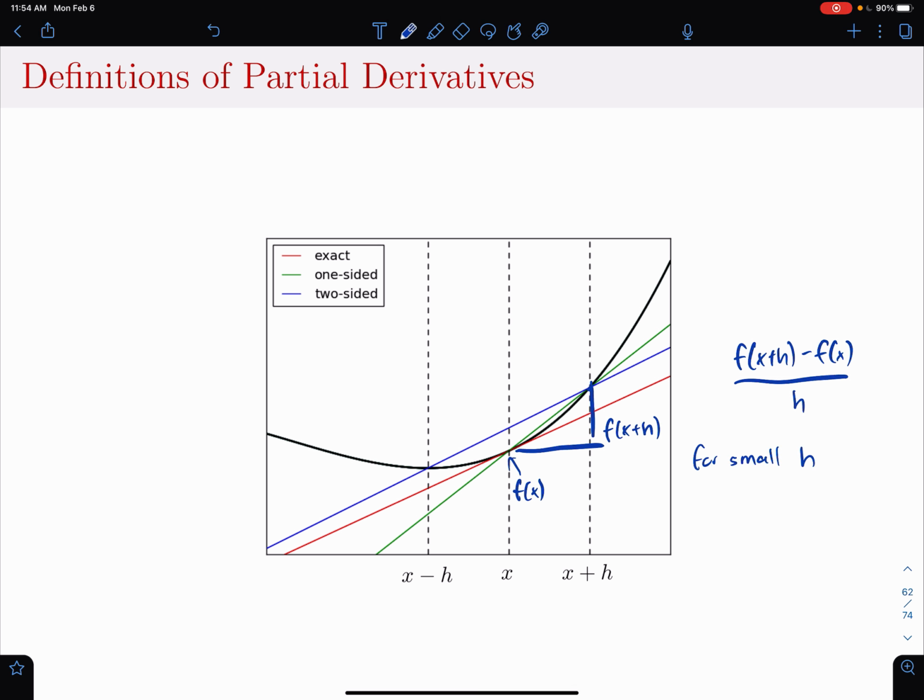So the goal is to find what the limit approaches as you make h smaller and smaller. You can use this one-sided definition, which works, or in general, the two-sided definition probably gives you a slightly better approximation. So you look at both how the function changes as you increase it and as you decrease the value you're considering.